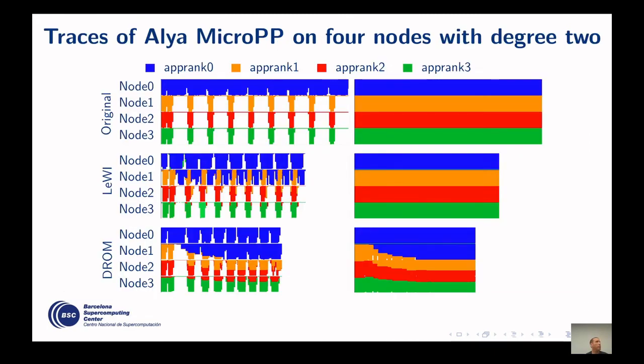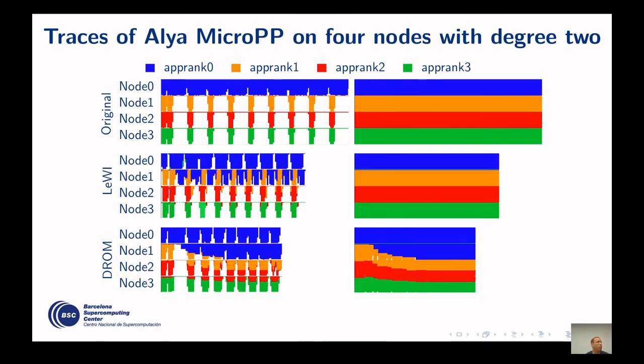This slide shows a trace of Alya MicroPP in 4 nodes with a graph degree of 2. The original version had an imbalance of 2, and we can see that when not using DLB, node 0 is most of the time busy because it's very highly loaded, while the other nodes have almost no work. They spend most of the time doing nothing. On the right we show the ownership of the cores, and we see that the ownership doesn't change with time. Every application has the ownership of its own cores.